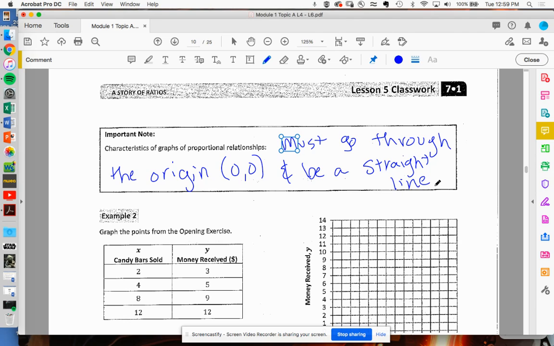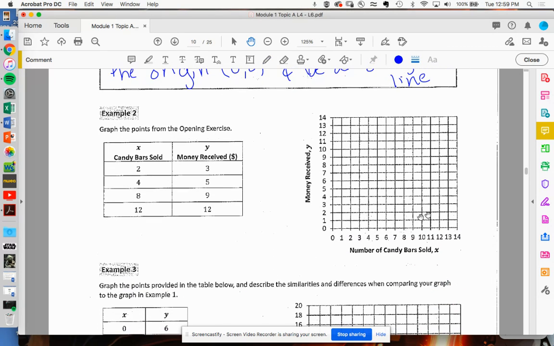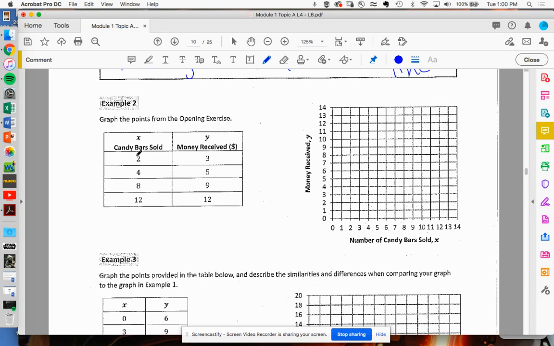2 things. That's all you got to check when you're looking at a graph. If it doesn't go through the origin, guess what? Not proportional. If it doesn't appear to be a straight line, guess what? Not proportional. So now we're going back to the original numbers. Let's graph these coordinate pairs. Again, this tells me my left or right. Well, that's a horrible arrow. I apologize. And this tells me my up or down. Okay? So we go over 2, up 3. Go ahead and do them at your own pace.